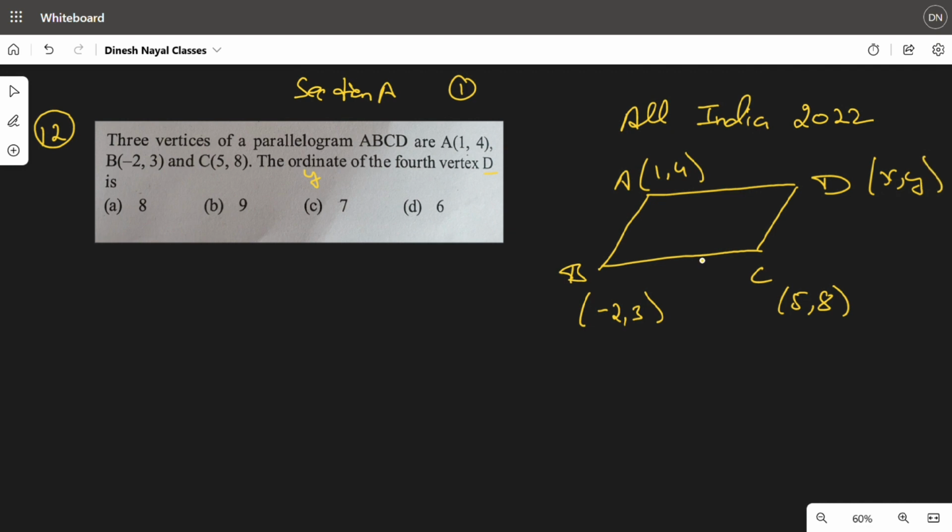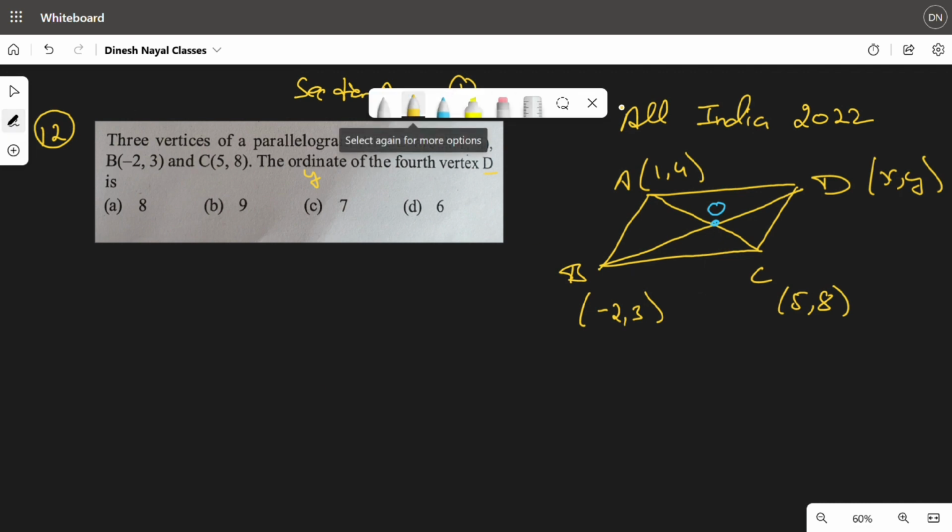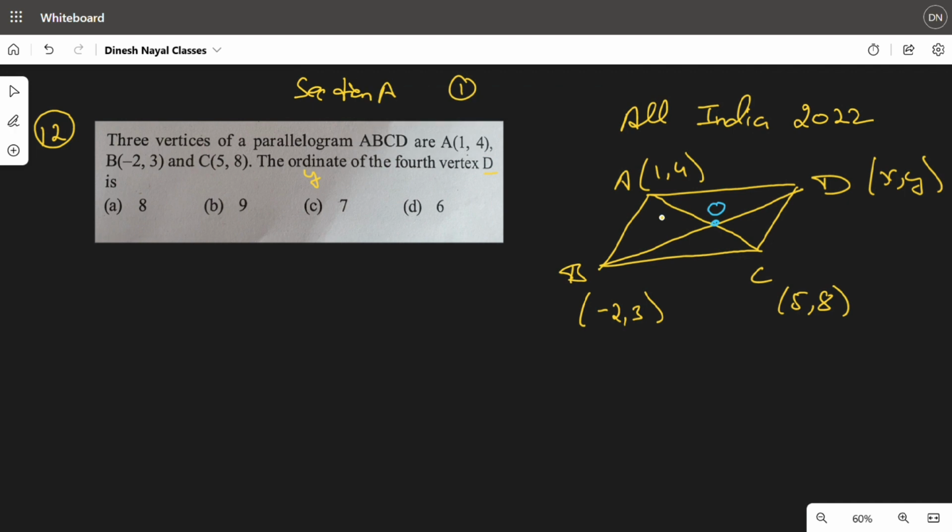Now see, we know the property that the diagonals of a parallelogram bisect each other. So if we join AC, this will be a diagonal, and the other diagonal is BD. Consider that they bisect at this point O. So O will be the midpoint of AC, as well as the midpoint of BD. So let's find the midpoint of AC.